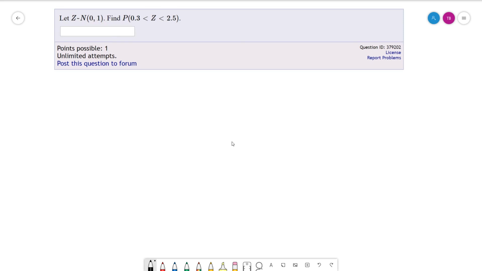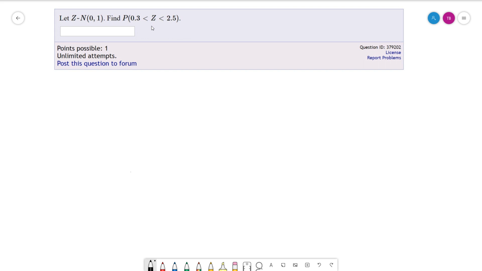Let Z be normally distributed with mean 0, standard deviation 1. Find the probability that Z is between 0.3 and 2.5. So as with the last example, our random variable Z has a standard normal distribution because the mean is 0 and standard deviation is 1. We want to find the probability that Z is between 0.3 and 2.5.